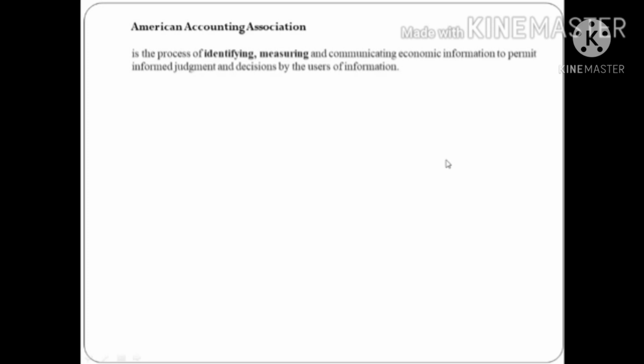So this definition is similar to the first one except for the words written in bold format, which are identifying and measuring. So let's discuss the identification first. On the identification phase, we just have to select the accountable transactions. That means not all of the business transactions are accountable. To be accounted, the transaction must meet these two.